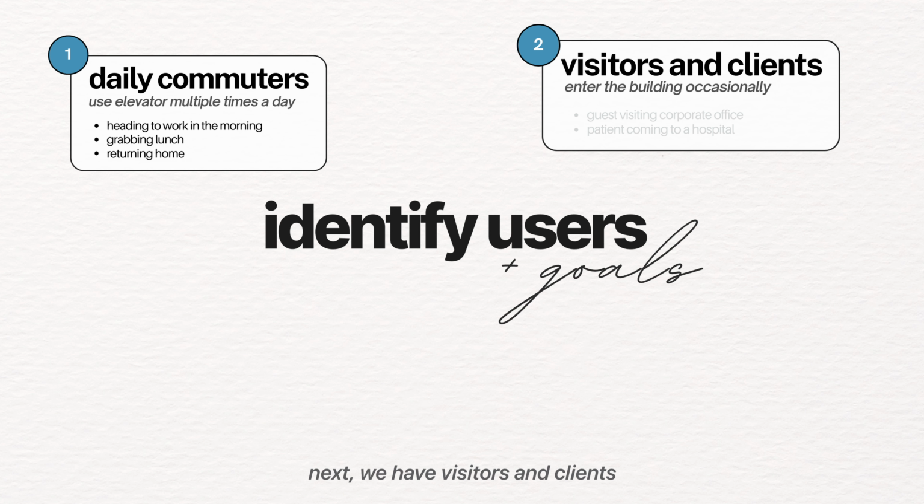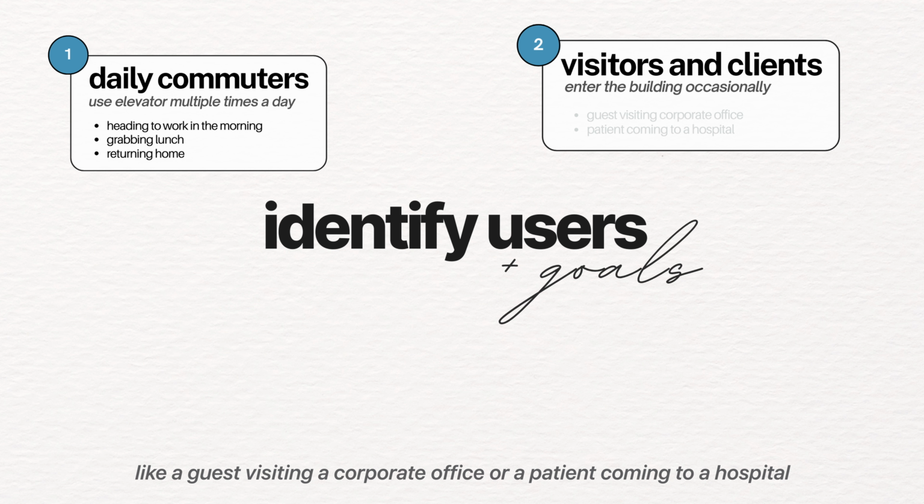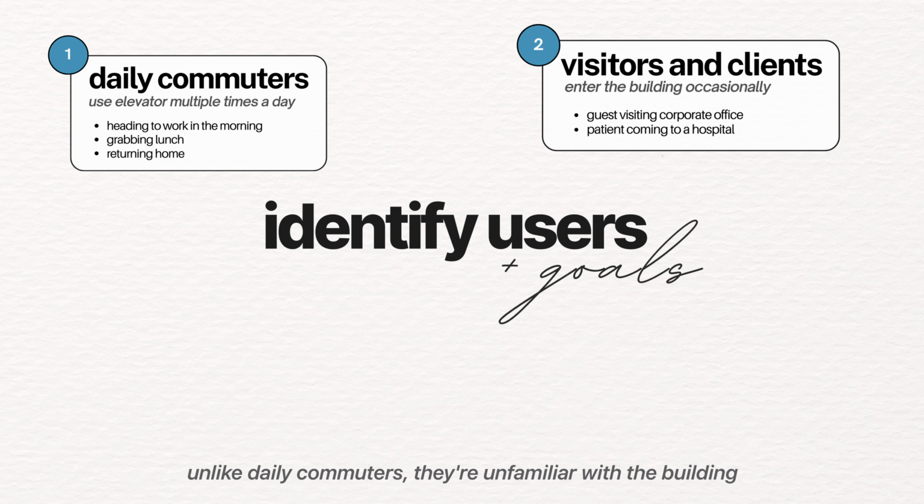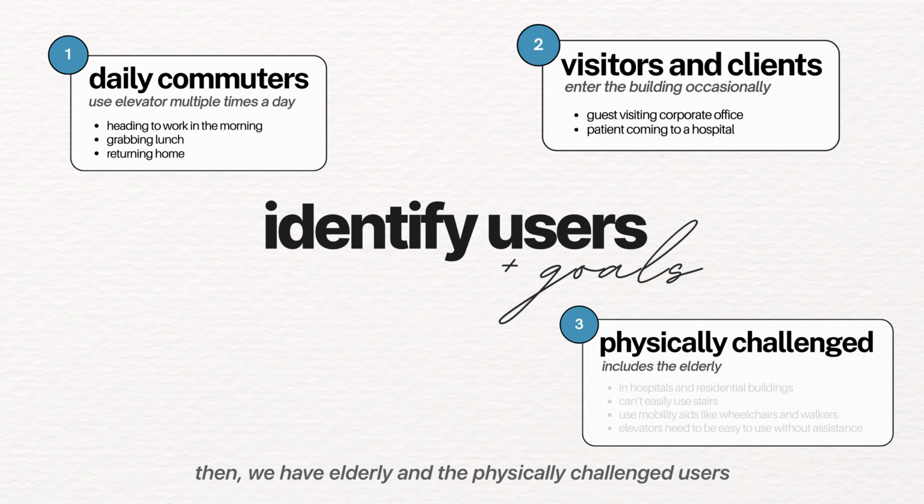Next, we have visitors and clients. This includes people who enter the building occasionally, like a guest visiting a corporate office or a patient coming to a hospital. Unlike daily commuters, they're unfamiliar with the building, and complex elevator layouts and directions can easily slow them down. Then we have the elderly and the physically challenged users.